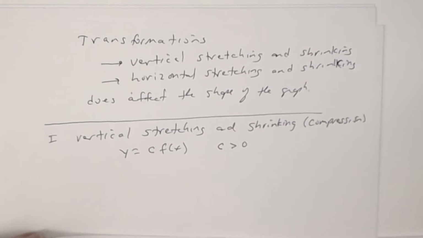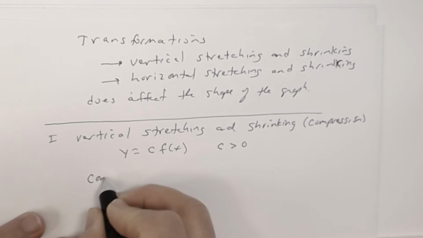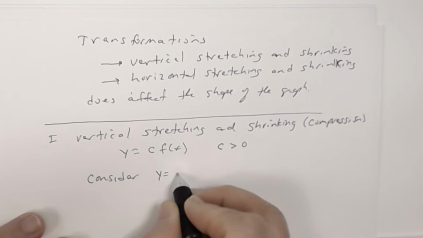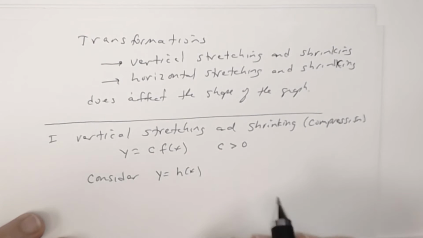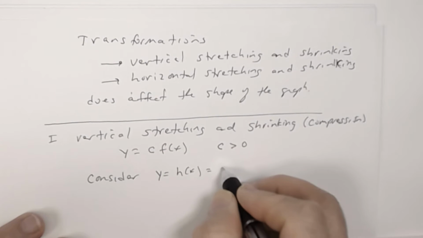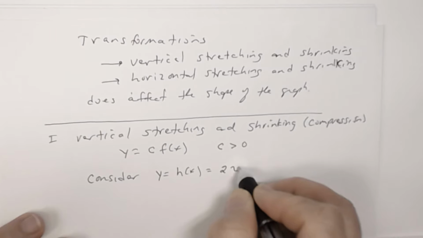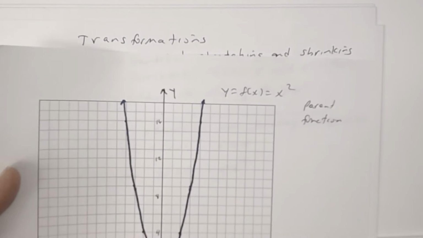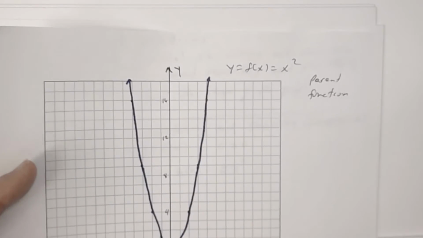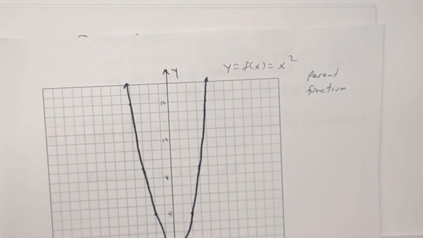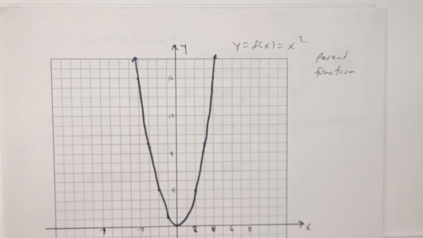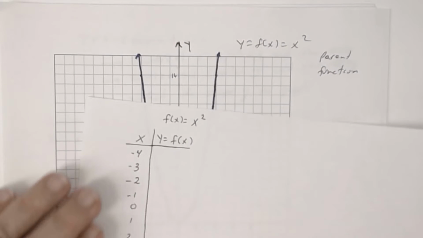Let's consider y equals, and let's say this is our function h of x, and h of x is 2x squared. We know what x squared looks like. So my function x squared looks like this. And in fact, when we plotted these points, we ended up with this.